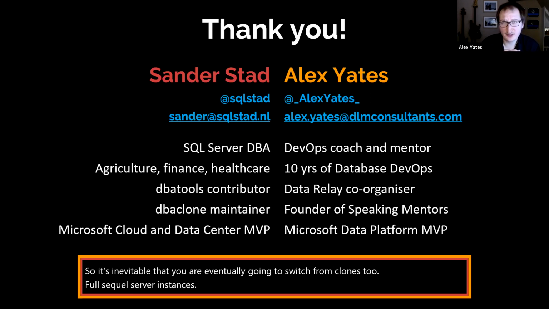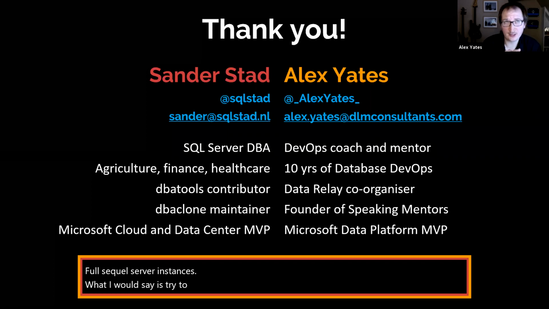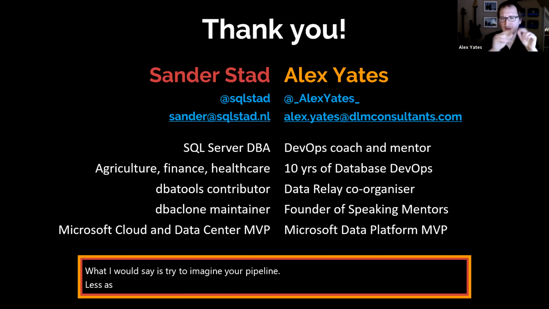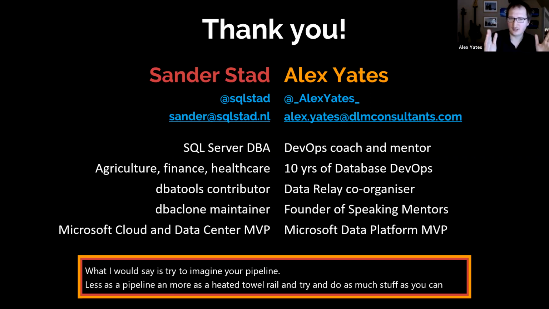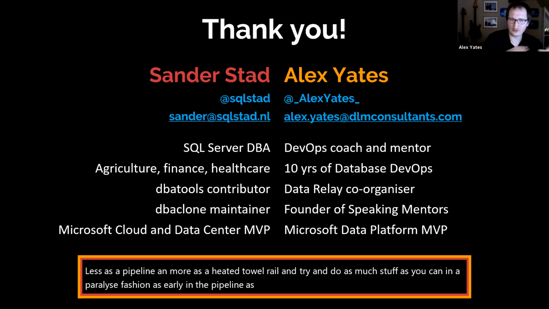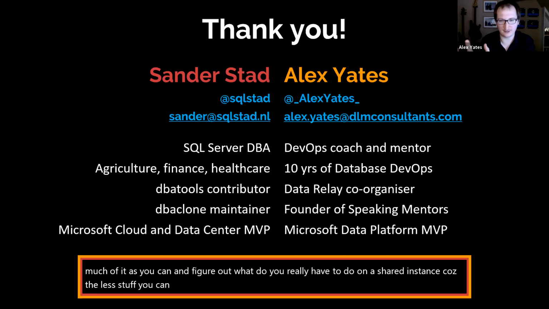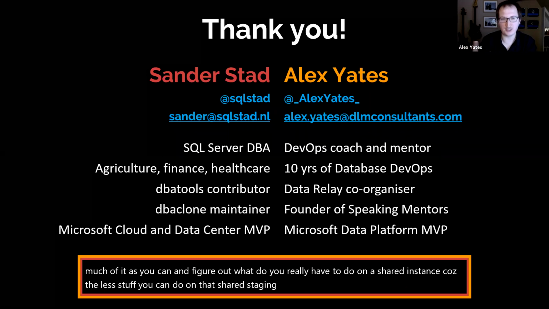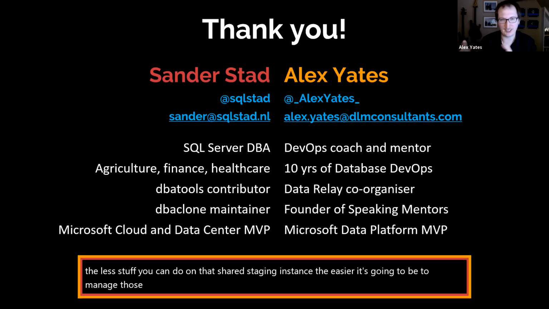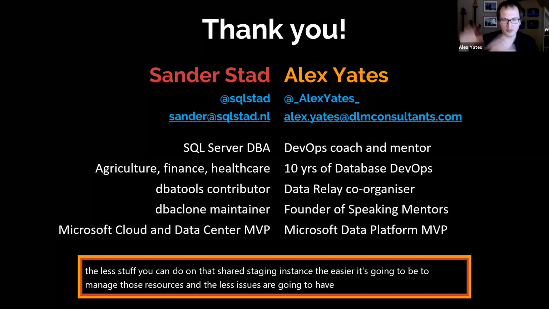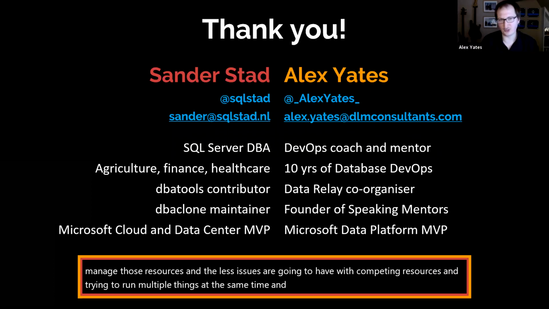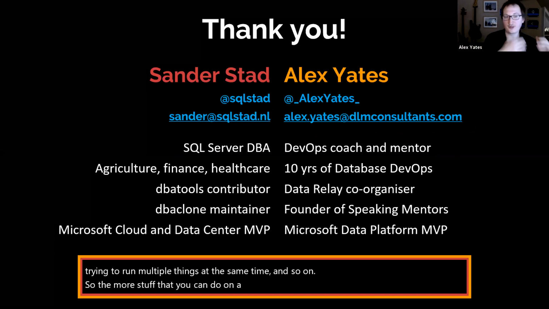What I would say is try to imagine your pipeline less as a pipeline and more as a heated towel rail. Try and do as much stuff as you can in a parallelized fashion as early in the pipeline as you can, and try and use clones for as much of it as you can, and figure out what you really have to do on a shared instance, because the less stuff you can do on that shared staging instance, the easier it's going to be to manage those resources, and the fewer issues you're going to have with competing resources and trying to run multiple things at the same time. So the more stuff that you can do on a disposable throwaway environment, the better.